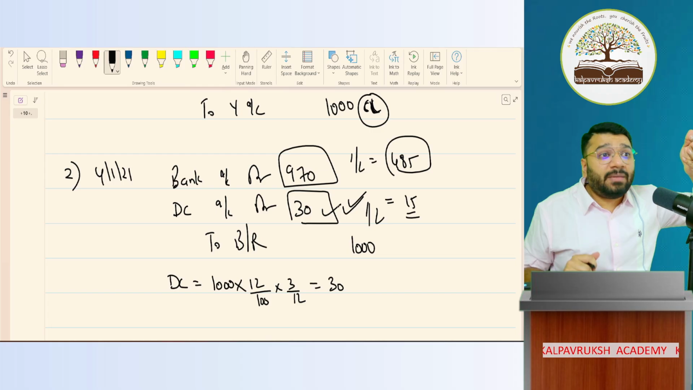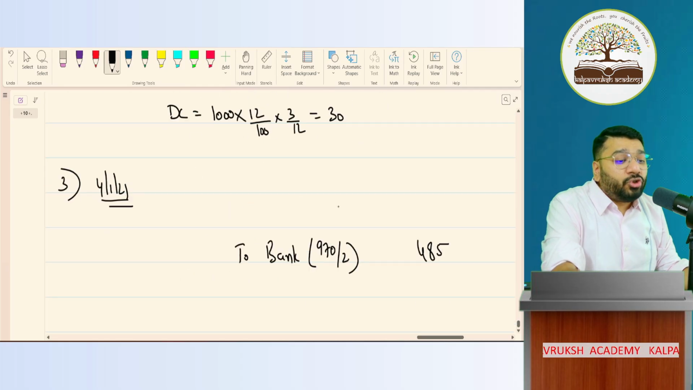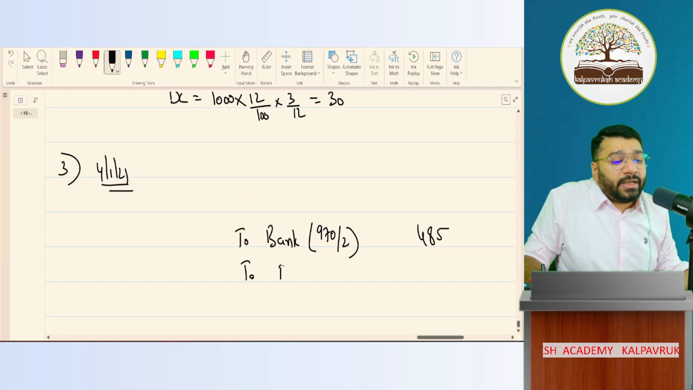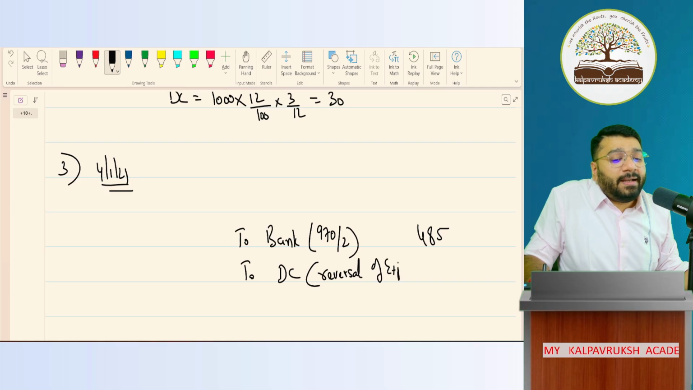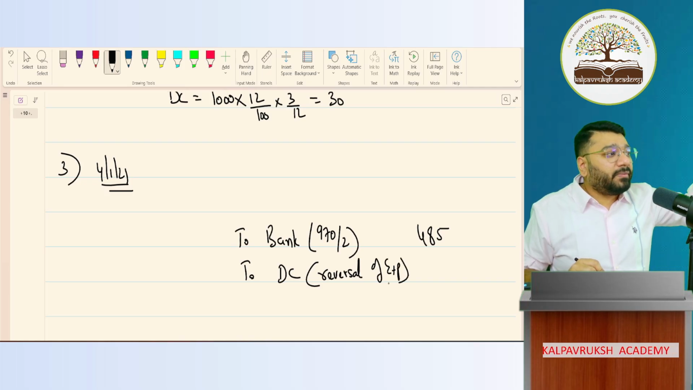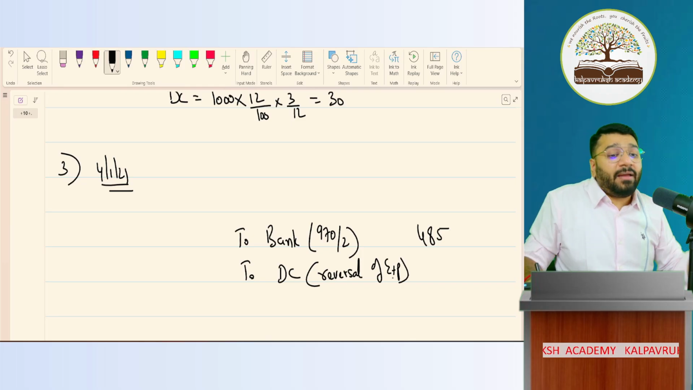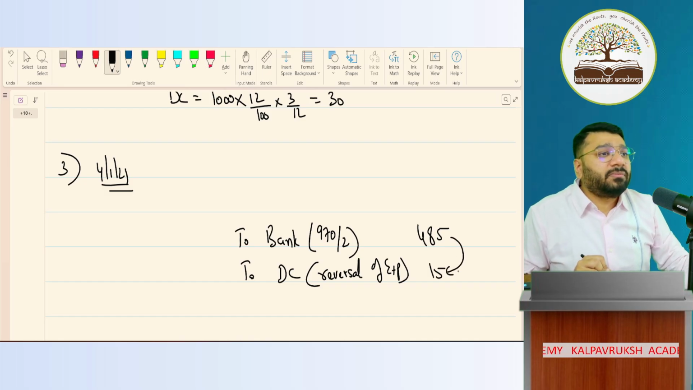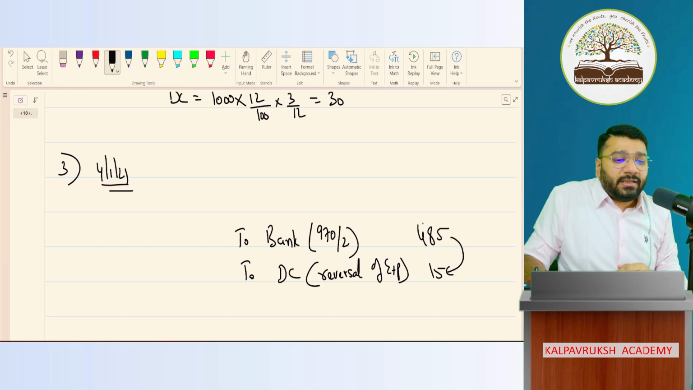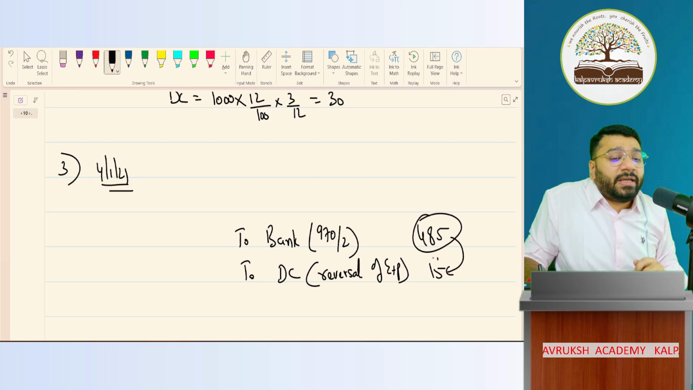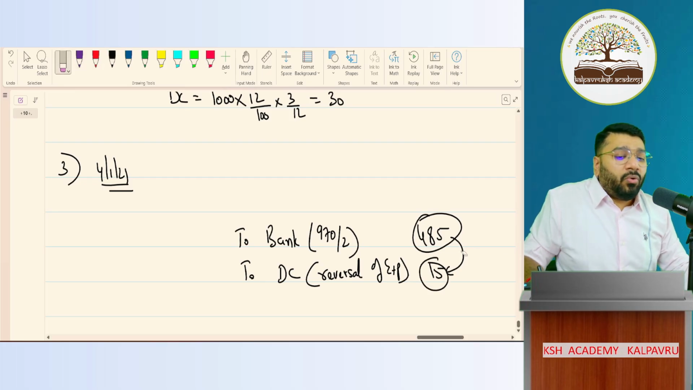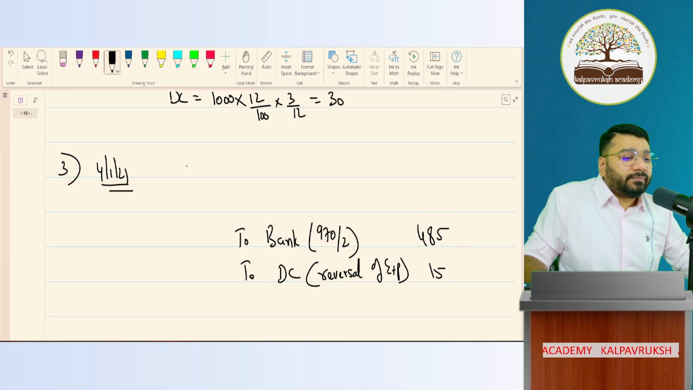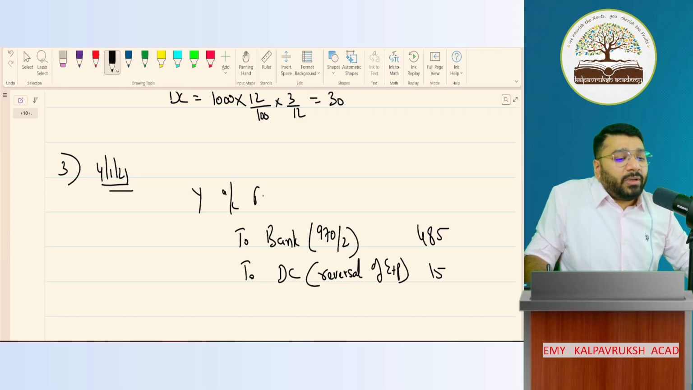To increase expense, debit. To decrease expense, credit. So discounting charges will come on the credit side. What is this? Reversal of expenditure. I recorded too much. Out of 30 rupees, 15 is extra. That 15 I am reversing. This is the discounting charges. The money that Y is going to enjoy, this 485, its proportionate discounting charges is 15 rupees. Now, what should I debit? Y account.